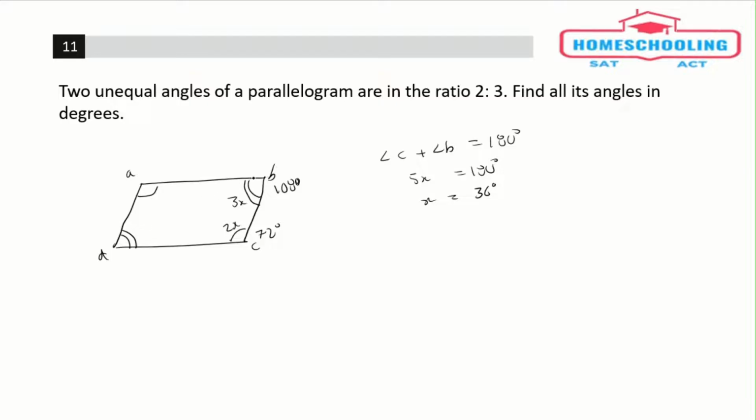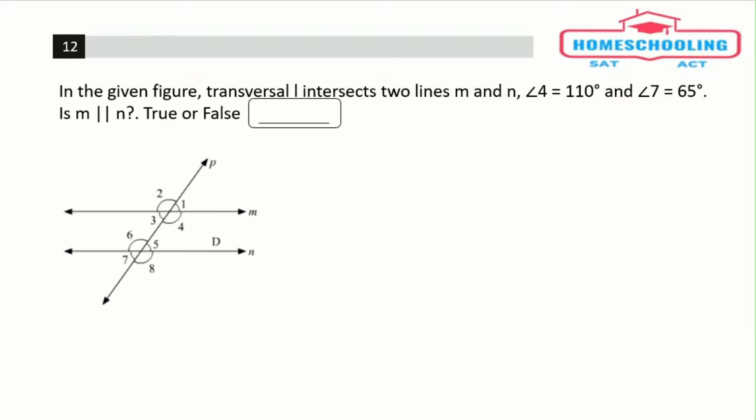Now, opposite angles are always equal, so angle D would be equal to angle B, that is also 108 degrees. Angle C and angle A are opposite angles of a parallelogram, so these two angles would also be equal. If angle C is 72 degrees, angle A would also be 72 degrees. So these are all the angles of the parallelogram: A would be 72, B is 108, C is 72, and D is 108 degrees. Now moving to the next question.